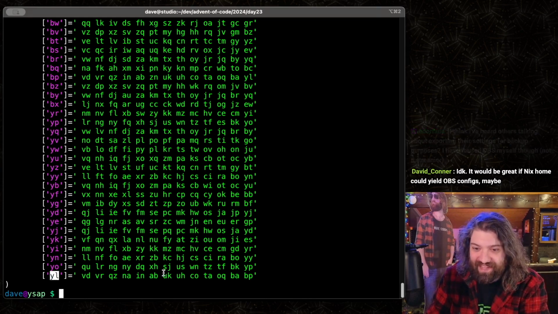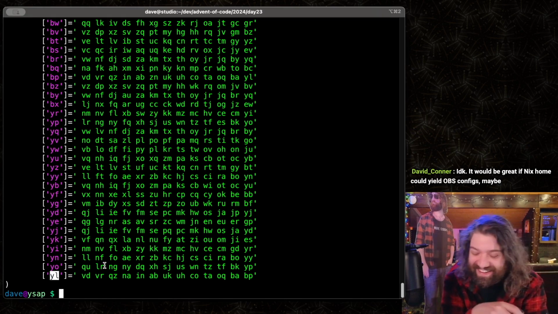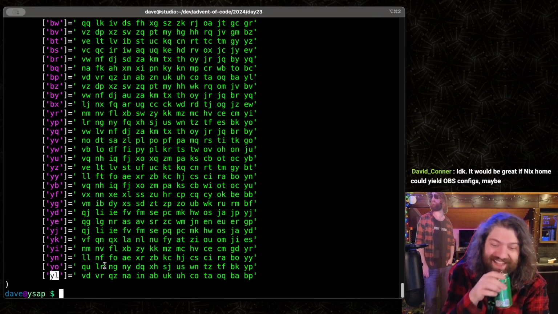Wait till I start touching files with these names. Oh, you want a tree structure? Get ready for the file system.